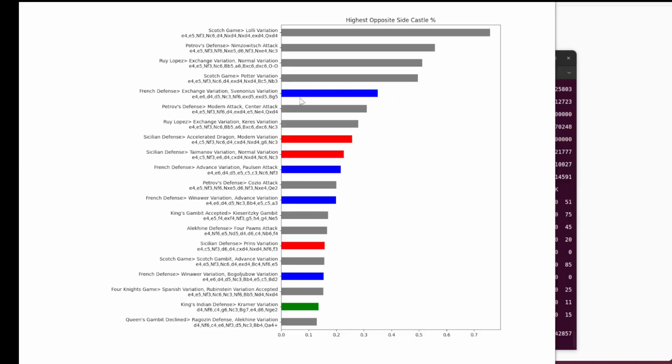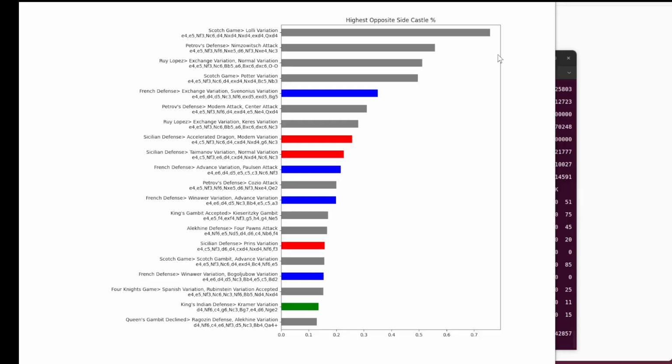And then now we've got a number of French defense games and a number of Sicilian. So Accelerated Dragon is there. Taimanov variation is there. Prince variation is good. Right? And this is the one other opening which will show up quite apparently in a little while, the King's Indian defense.